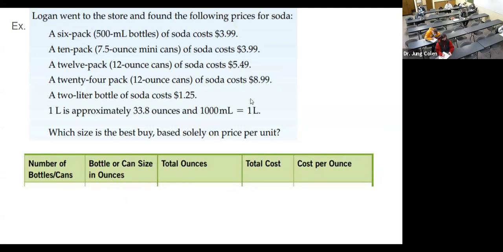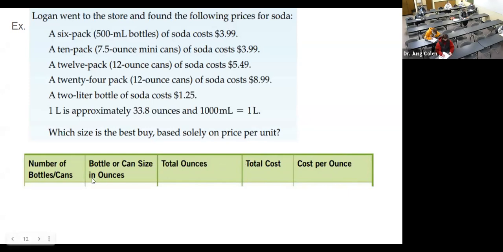Then how much is the total cost? Well, it is given to us. It says $3.99 here. You can just copy it down. That's the total cost. Then what is the cost per ounce? Cost per ounce means cost divided by ounces. So you can just divide the total cost, the fourth column, by the third column. Then you're going to find the cost per ounce.